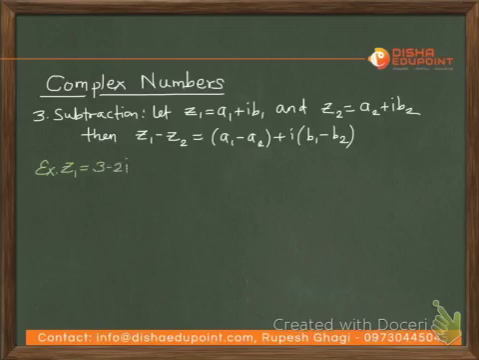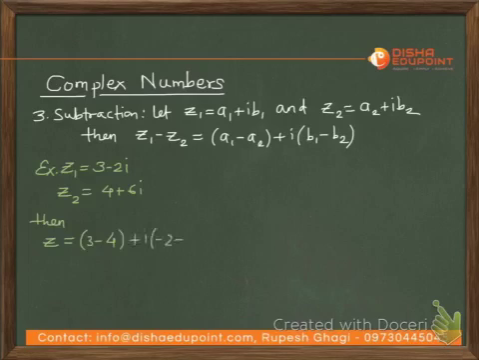Example: if we have z1 equal to 3 minus 2i and z2 equal to 4 plus 6i, then z equal to z1 minus z2 is equal to 3 minus 4 plus i times minus 2 minus 6. This gives us the result minus 1 minus 8i.